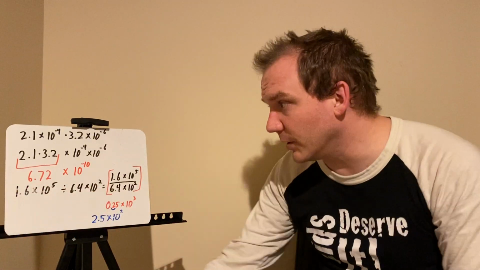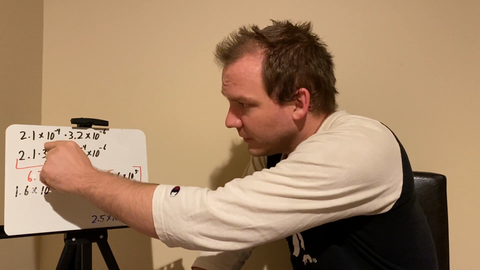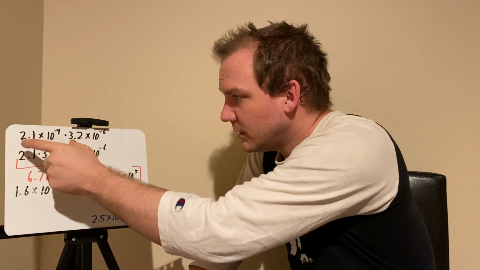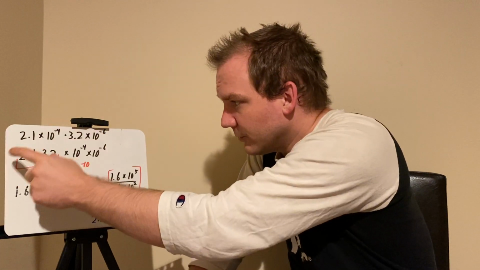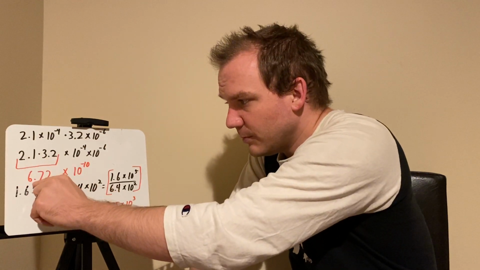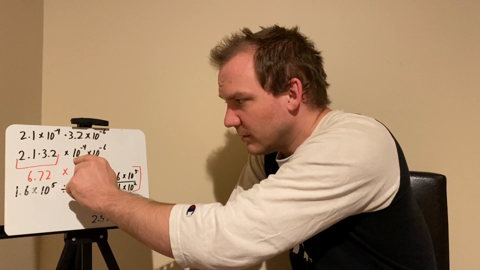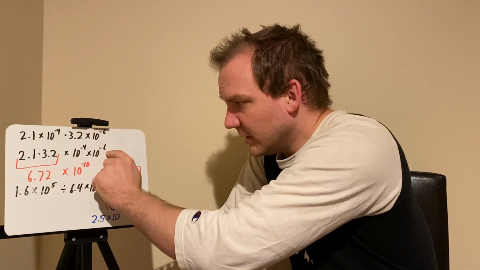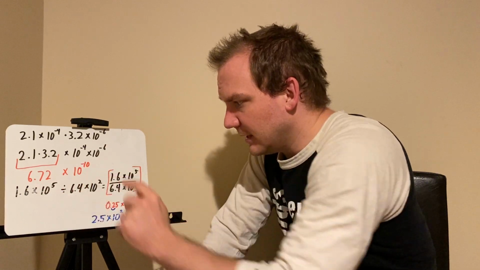And then the next one is multiplying and dividing. These are also kind of similar. You've got to remember your multiplication and division rules for exponents. So here I have 2.1 times 10 to the negative 4th times 3.2 times 10 to the negative 6th. In this case, you just use the commutative property of multiplication or the associative property to regroup this. So I do 2.1 times 3.2 to get 6.72. And then I multiply my two powers of 10 together. And when you multiply, you just add the exponents. So negative 4 plus negative 6 is negative 10. So it's 6.72 times 10 to the negative 10.